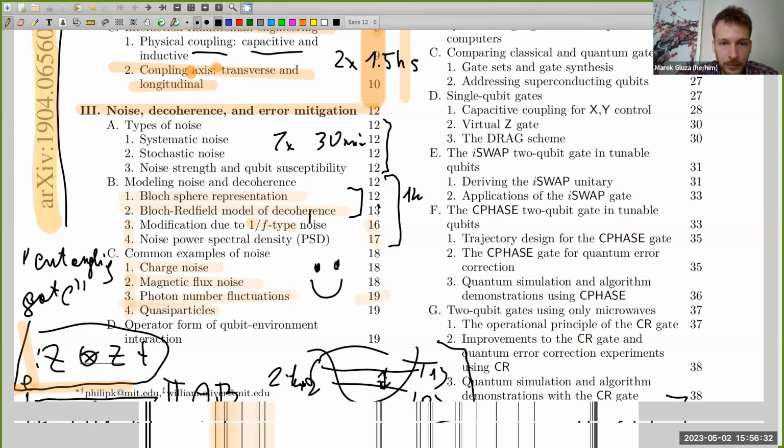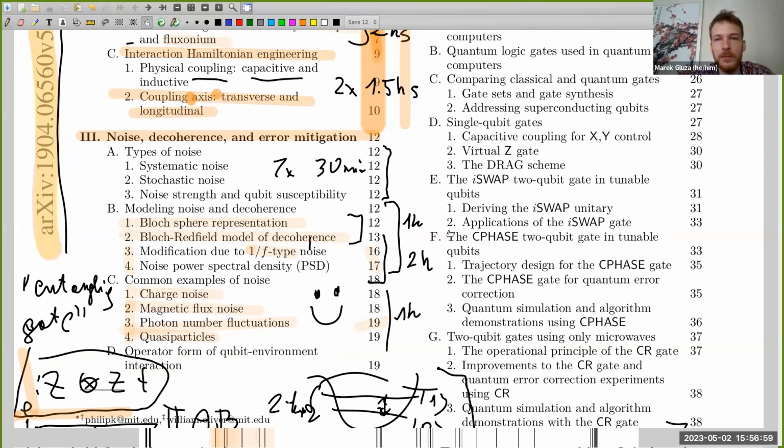And this stuff you see, it's starting from 13 and all the way to 18. So it's 5 pages if you read 15 minutes per page. So let's put 2 hours because you should think at times as well, right? So 2 pages here, common examples of noise. It's quite a dense section, I think, but let's be optimistic, 1 hour.